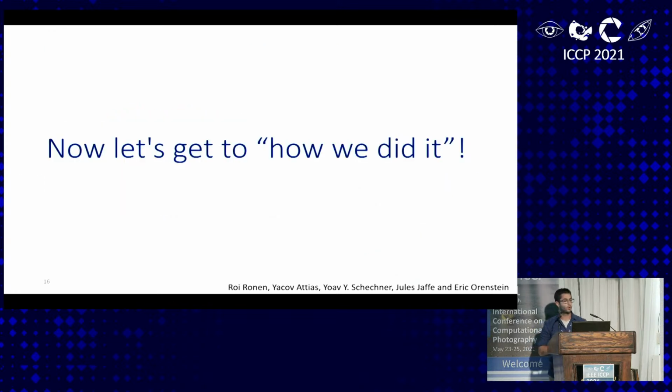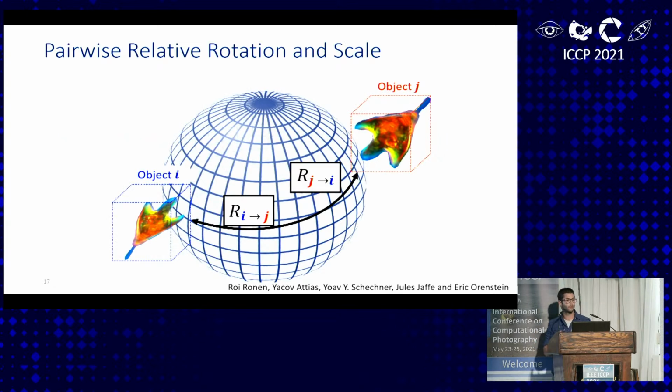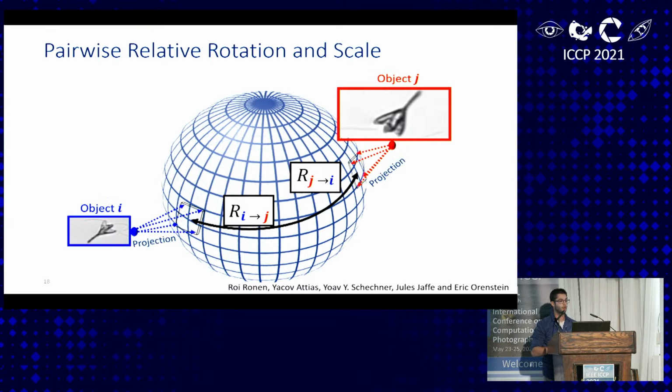Now, I will describe our approach for resolving the population tomography problem. Consider a pair of 3D objects with unknown 3D relative rotations between them, denoted as R_I→J and R_J→I. Note that we don't have the 3D rotated object, but a single projection of each one of them.